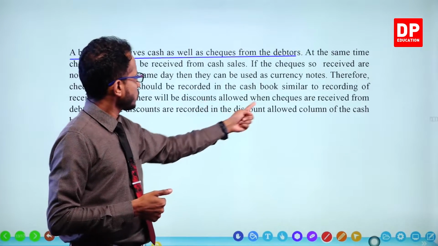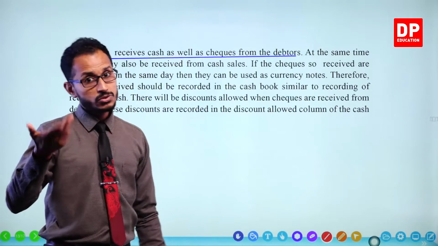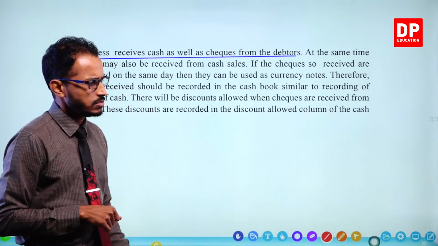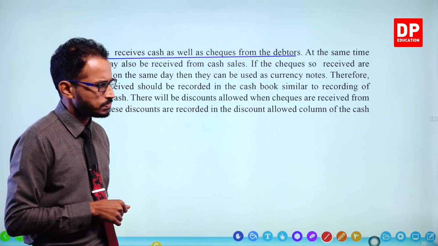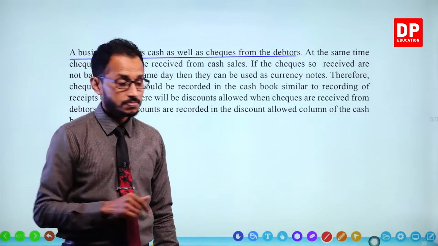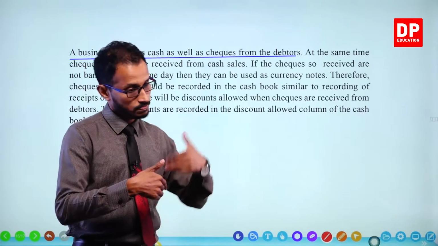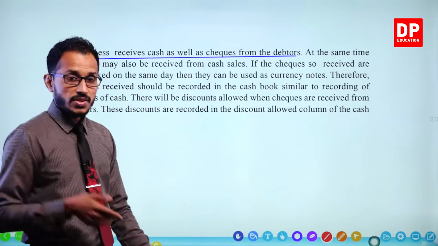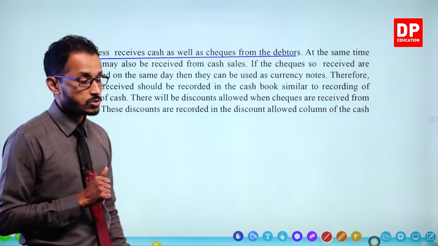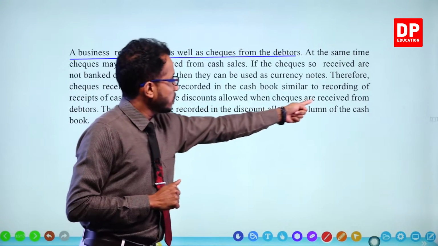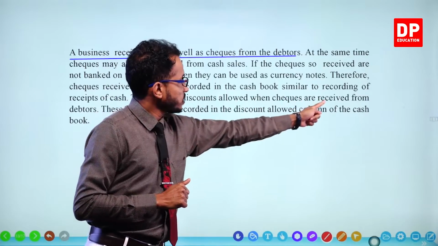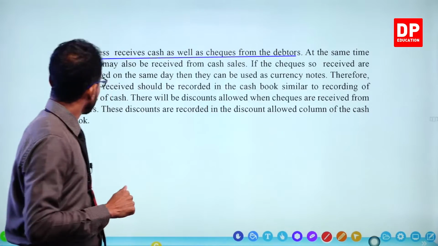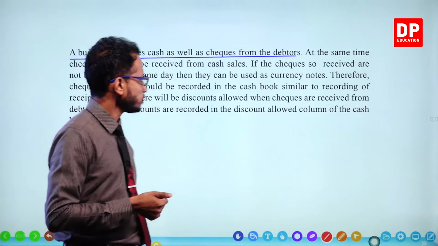There will be discounts allowed when checks are received. When checks are received also, we should allow discount. We can't say, you are not paying in cash, so you are not getting a discount. You can't say that. Even though they bring in checks, if we promise to give a discount, we should give a discount. Just like when we receive cash, when we receive checks too, discount should be given. Discounts allowed when checks are received from debtors are recorded in the discounts allowed column. It's the same thing.